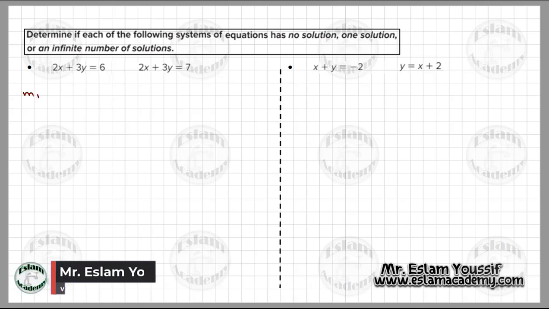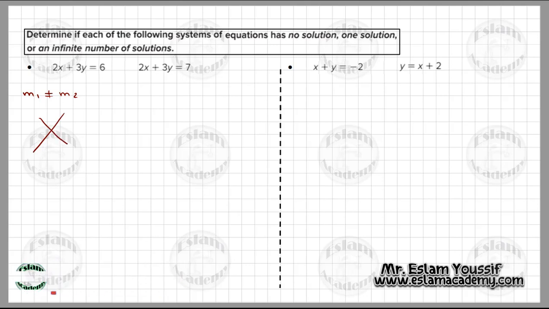If the first slope does not equal the second slope, it means we have 2 intersecting lines. Once we have 2 intersecting lines, it means we have one solution. But if we find that M1 equals M2 and the y-intercept 1 does not equal y-intercept 2, you will find that we have 2 parallel lines. Once we have 2 parallel lines, it means there is no solution.